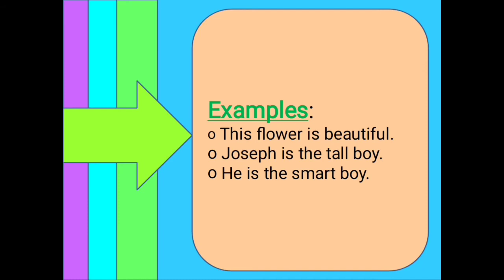And the second point in positive degree that should be remembered is, when the positive ends in E, we add only R and ST to the adjective. For example, large. Now large is what? Large is a positive degree. So how to make its comparative degree? Larger, and its superlative degree, largest.